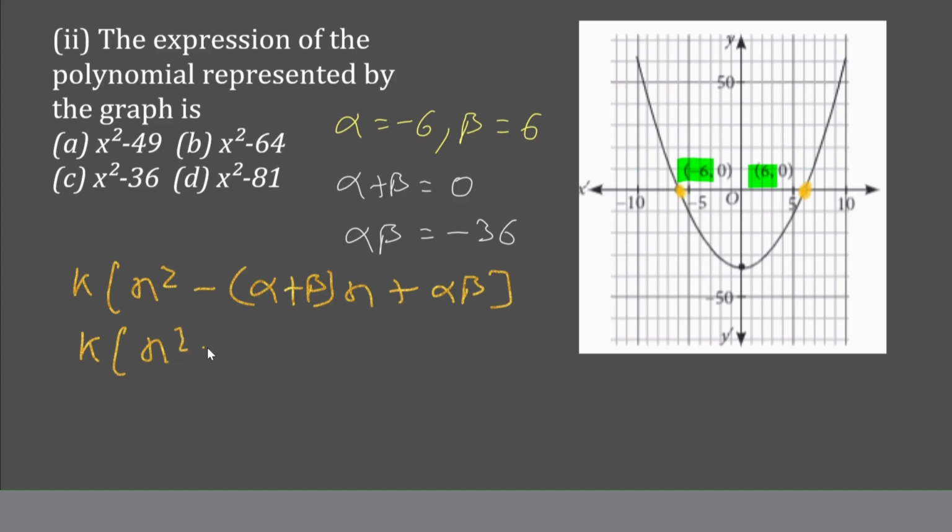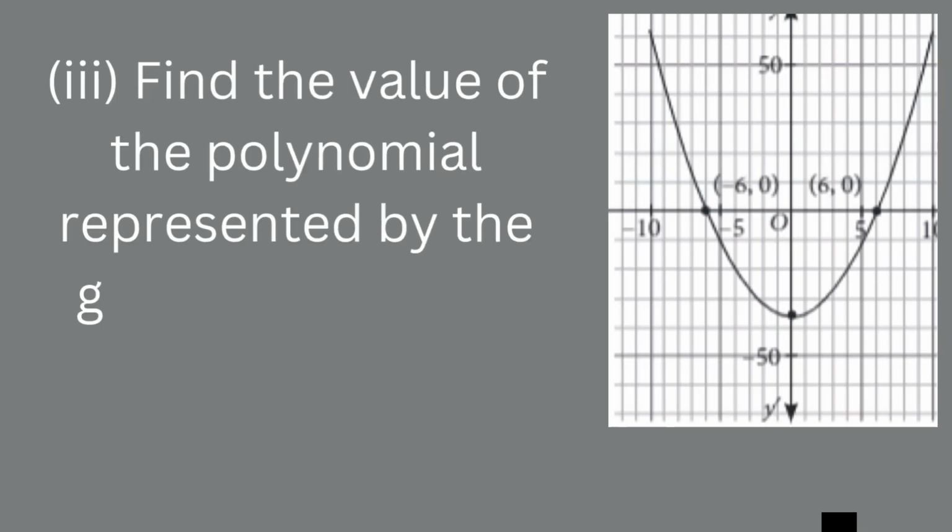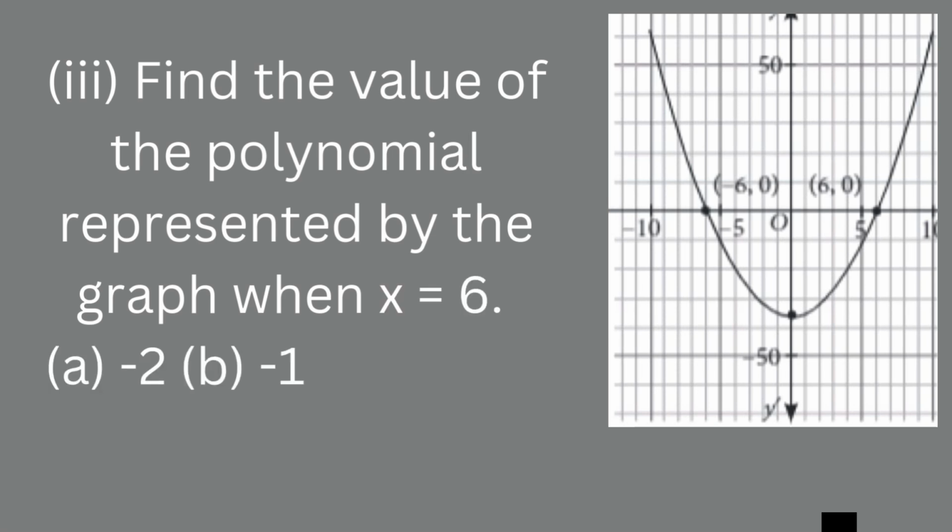This is x square minus, what is the sum in this case? It is 0. So 0 times x, and plus the product, and the product is -36 in this case. So on simplifying, we'll get x square minus 36. So the correct option in this case, yes, we have an option, that is option C is correct in this case. In the third part, we have to find the value of the polynomial represented by the graph when x is equal to 6.